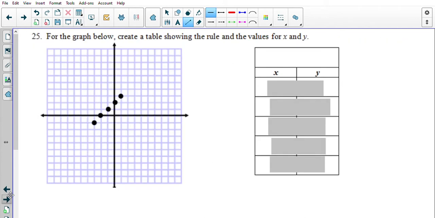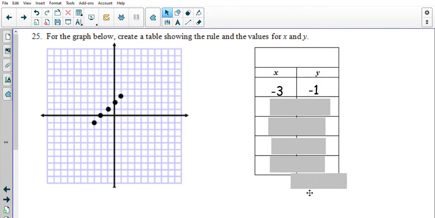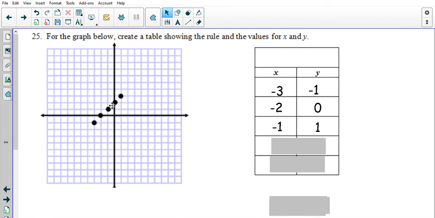All right, next one is number 25. For the graph below, create a table showing the rule and the values for X and Y. So what I did was I labeled each of these ordered pairs. The one all the way on the left here is -3, -1. The next one is -2, 0. That's this guy right here. Then we have -1, 1 right here. We have 0, 2, which is this guy. And then finally 1, 3.